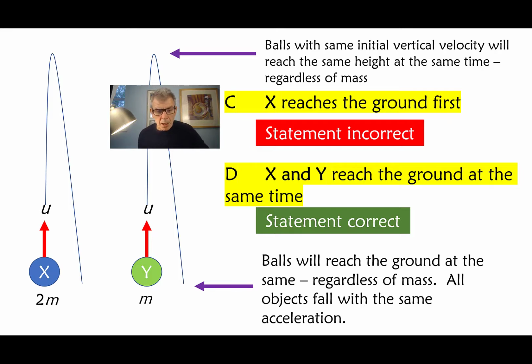Okay, I hope you found that question useful. So remember, mass does not affect the rate at which objects rise or fall due to gravity.